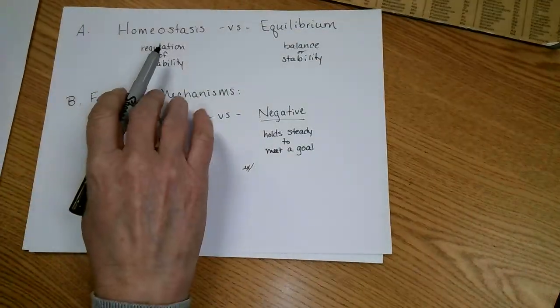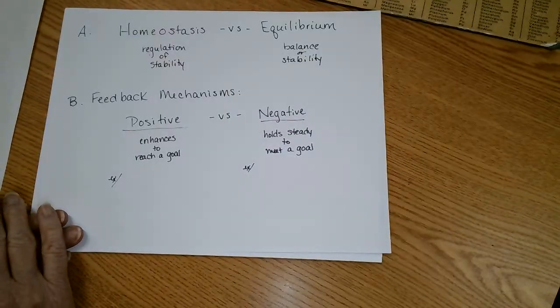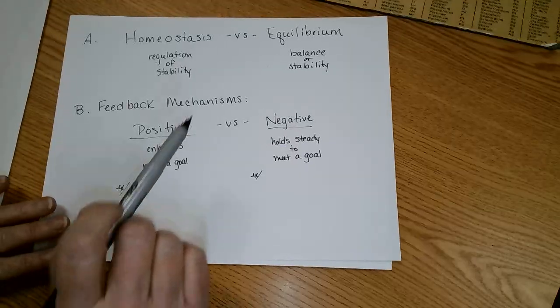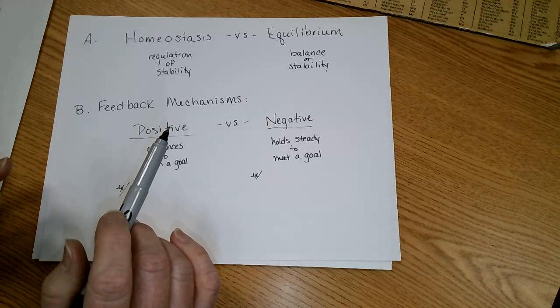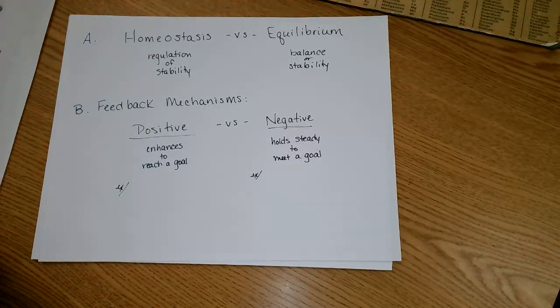Okay, so here we have the difference between homeostasis and equilibrium. Homeostasis is actually the regulation of stability. It's a big picture item. It's when you're talking about the whole organism, for instance, and how he maintains that balance of many, many things, from water to body temperature to blood sugar levels to anything you can think of.